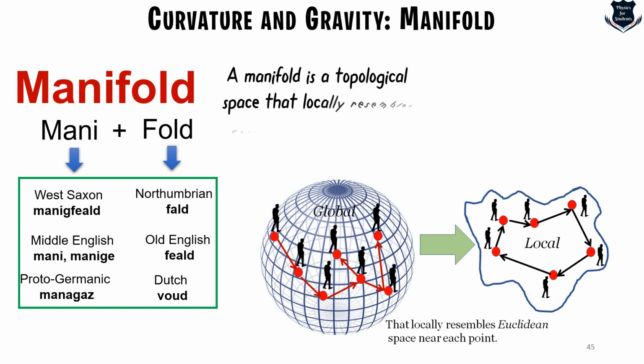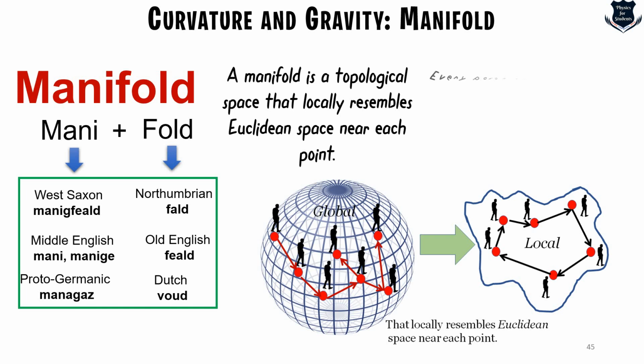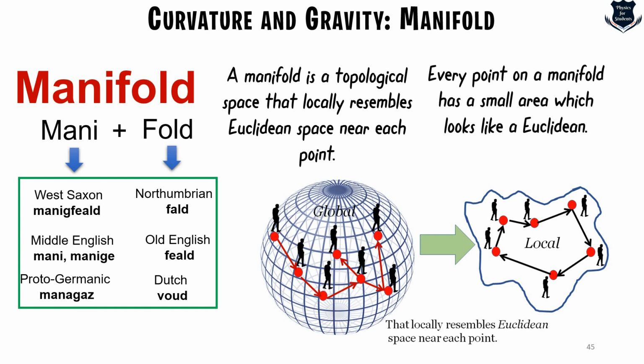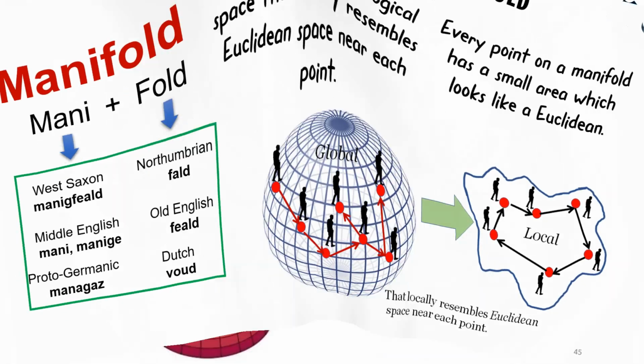So here are two definitions. This is a little bit technical. A manifold is a topological space that locally resembles Euclidean space. In easy language, a manifold has a small area which looks Euclidean. So the global structure where I'm walking or doing anything, if magnified, should look locally Euclidean. But why local? What is the advantage of making it look local? Let us look at that in the next part of our video.